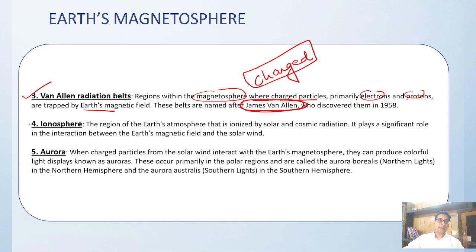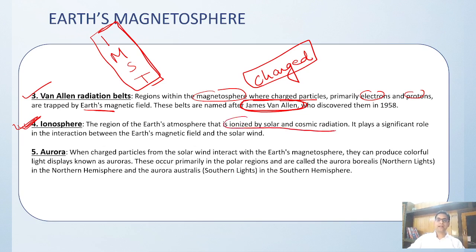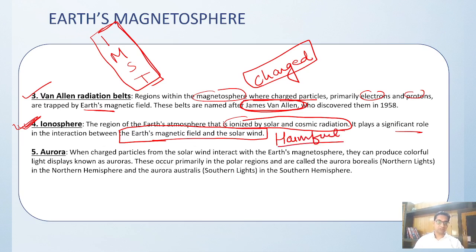Then we have our own ionosphere. You know troposphere, stratosphere, mesosphere, ionosphere, right? We have layers above the earth's surface. There is a layer called the ionosphere, which is ionized by solar and cosmic radiation, and it plays a very important role in the interaction between Earth's magnetic field and the solar wind. Because of the presence of the ionosphere, the harmful radiation of the sun does not reach the Earth's surface.